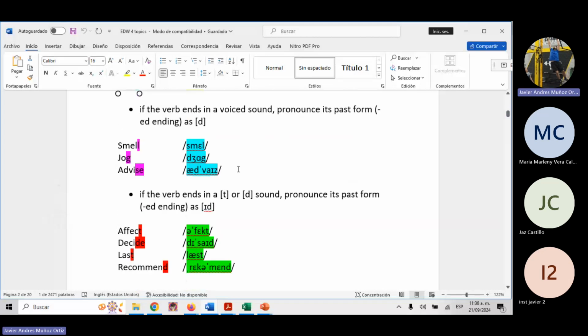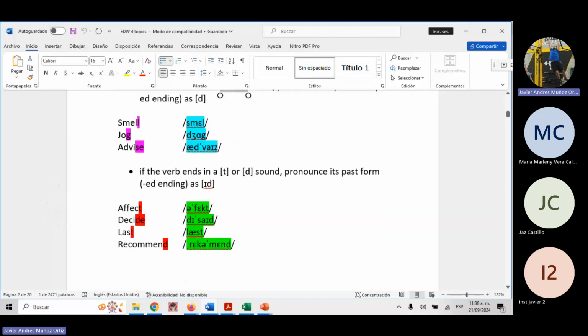Second pronunciation. If we have vibration, we're going to relate this sound with another voiced sound. Smell, there's vibration. If you touch your throat, you're going to feel vibration in your throat. Smell, the past form would sound like smelled. Jug, jugged. Advise, advised. Second pronunciation. This is a reminder because we already studied this on Thursday. So if you need more details or more examples, you can see the recording of the last time.